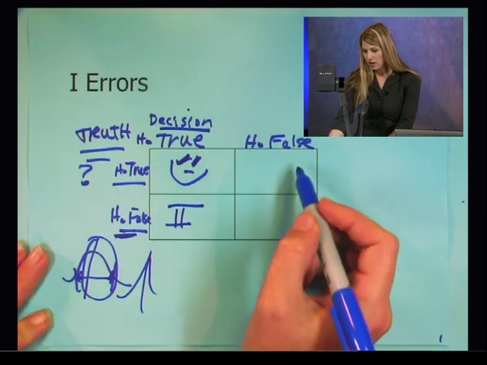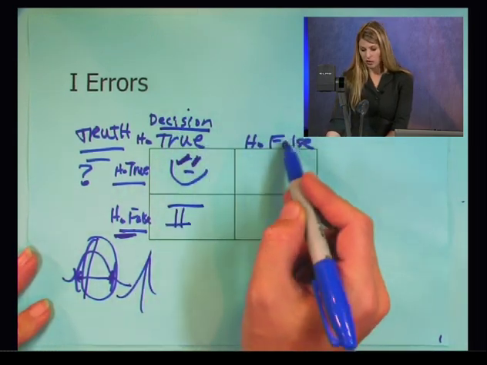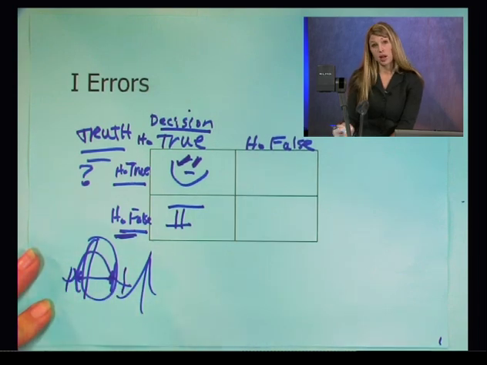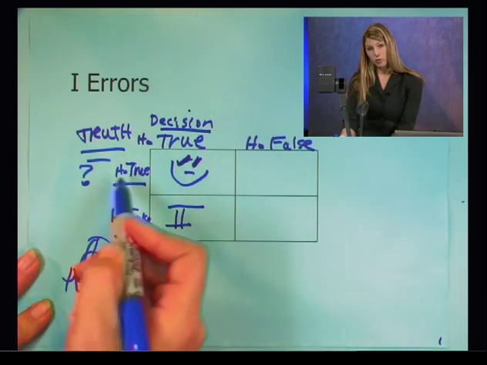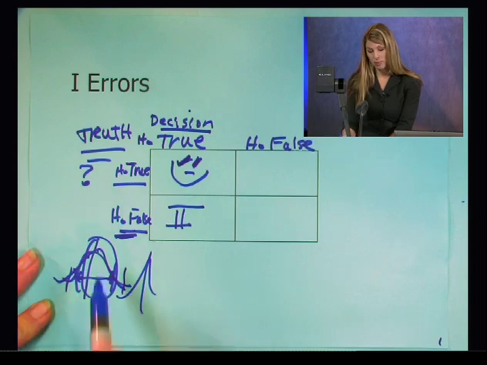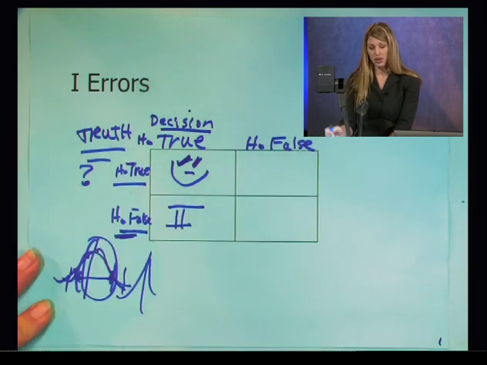The other decision you can make is that the null is false. You only make that decision if your sample stat falls out here in the tails. It's not likely to happen if the null is true, but it could. If you're sampling from a population that is equal to this comparison distribution, that means that the null would be true, that they're equal.